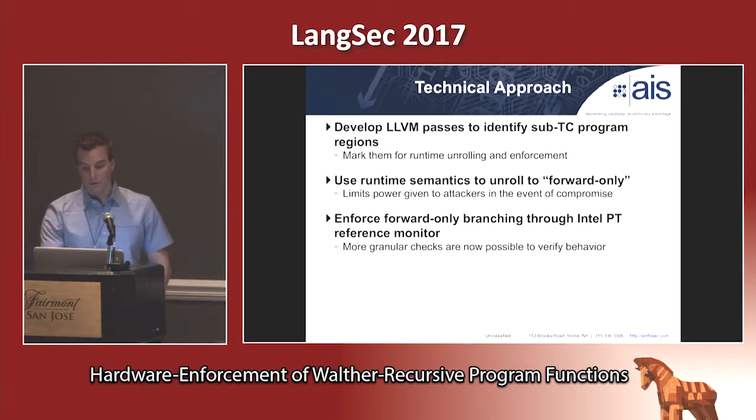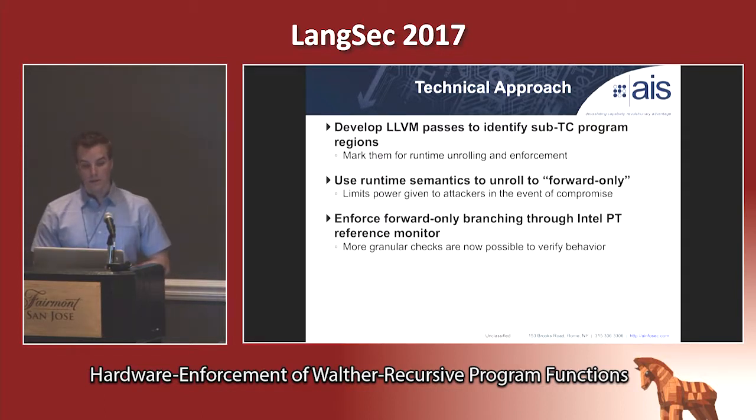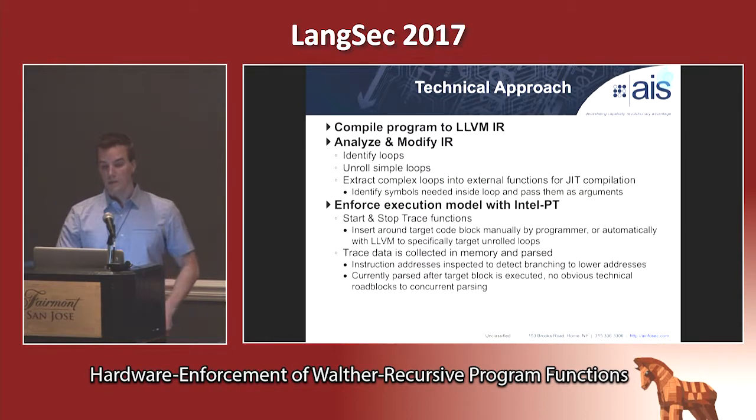What did we do to try to work towards a solution? So we took LLVM passes, which a pass is basically a way to change an intermediate representation into a different intermediate representation. LLVM supports passes for a couple of different things: loops, functions, that sort of thing. There's a whole bunch of other ones. We are in particular interested in the loop pass, and we can mark loops for unrolling and forward-only enforcement. So we do exactly that. We unroll them to a forward-only situation in areas of interest, and we can enforce the forward-only behavior via Intel PT.